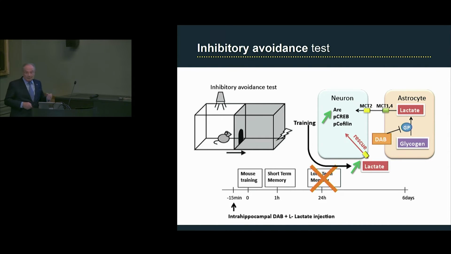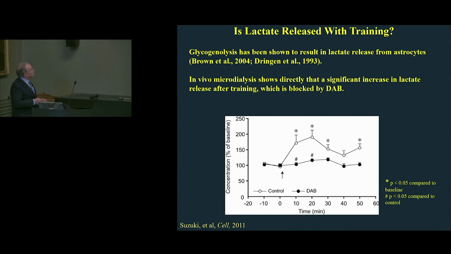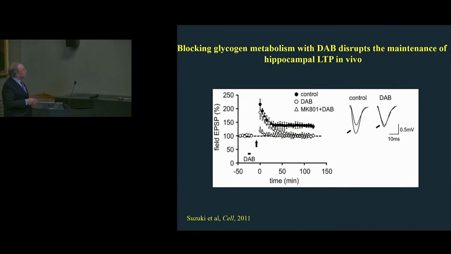When you downregulate MCT2, the neuronal one, you also block memory consolidation, but it's not rescued by lactate, which is not surprising because lactate cannot enter properly in the neuron. And this is just to show you that there is indeed an increase in extracellular lactate during learning that disappears when you block glycogenolysis, which happens in astrocyte.